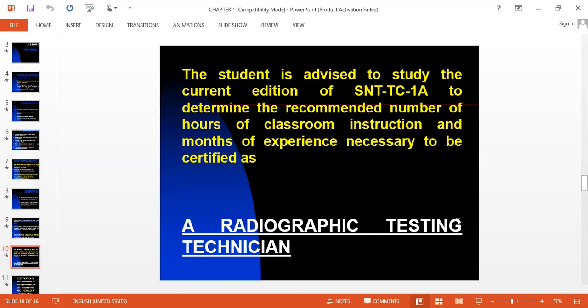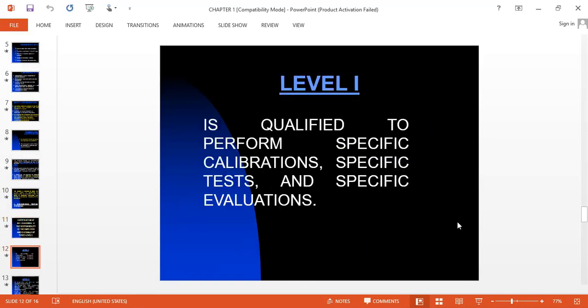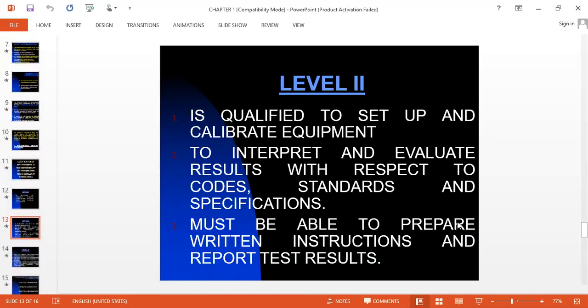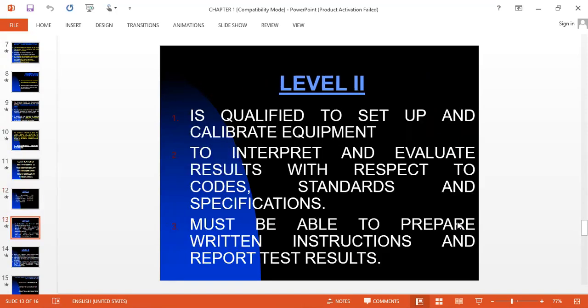Radiographic testing technician certification of NDT personnel is the responsibility of the employer and is usually at three levels. Level 1 is qualified to perform specific calibrations, specific tests, and specific evaluations as per written instruction. Generally, written instructions are prepared by level 2 or level 3. So level 1 can work only with written instruction, and he will do just specific calibration, specific tests. So it's limited application, limited scope.